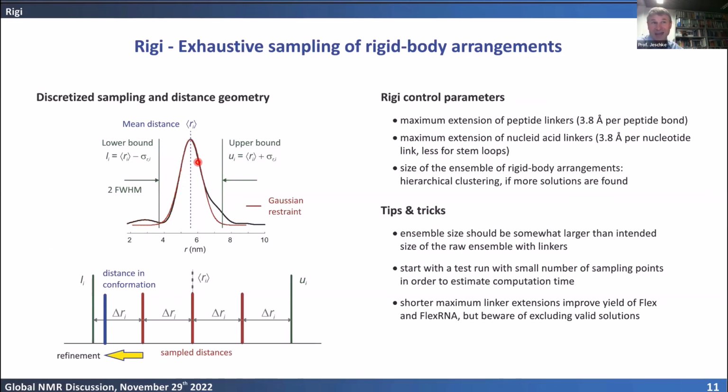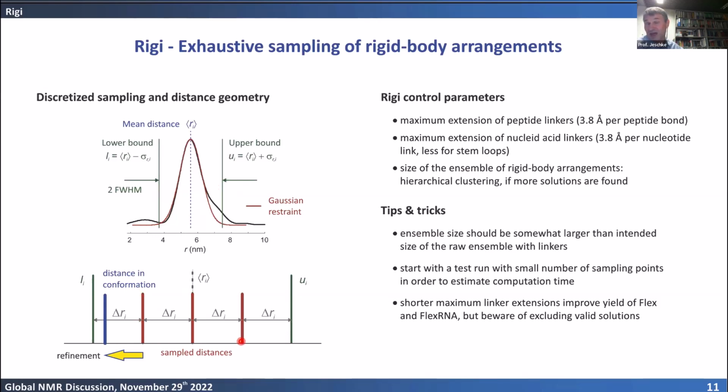Let's say the black line is the experimental distance distribution. The red line is a Gaussian fit. Then I put a lower bound at minus full width at half maximum of the Gaussian, and an upper bound at plus full width at half maximum of the Gaussian. And in between, I say all the possible distances are. So I neglect something like this, which may also be an artifact of the distance distribution. So in between, I put my sampling points.